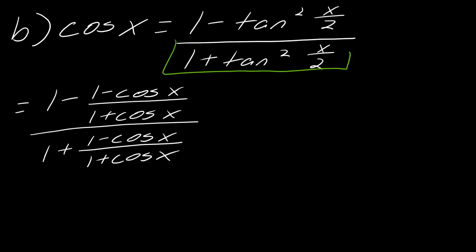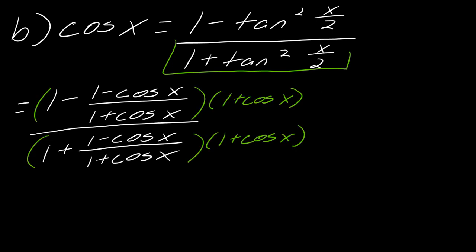So here's my identity applied. And so now I have fractions within fractions. And at this point, it seems like we probably want to get rid of the fractions. What should I multiply these by to get rid of the fraction? I probably want to multiply these by 1 plus cosine x. So I'm going to distribute this 1 plus cosine x to this whole thing.